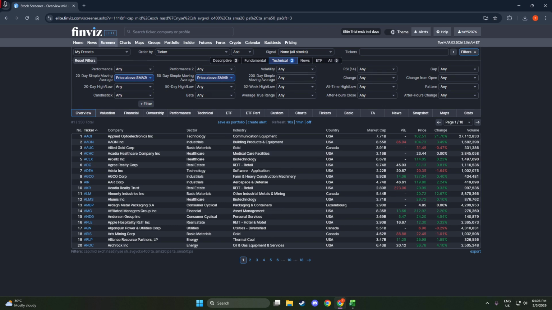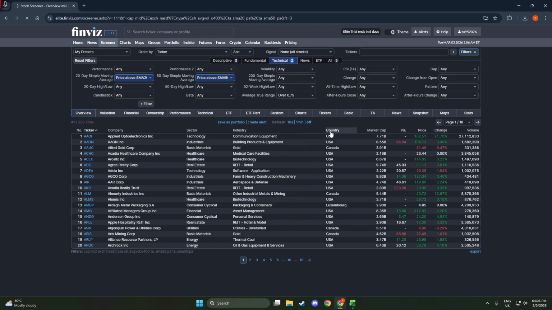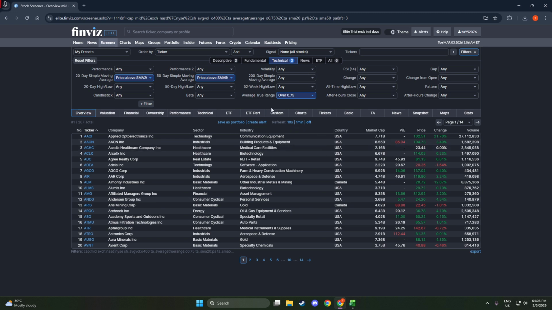failing into downtrends. Next, set average true range greater than 0.75. ATR measures typical daily movement. Requiring at least 75 cents of range helps ensure there's enough volatility to find actionable intraday setups without relying on tiny scalps. If your account size or strategy favors even bigger movers, you can always look for higher ATR values, but this threshold is a solid starting point.